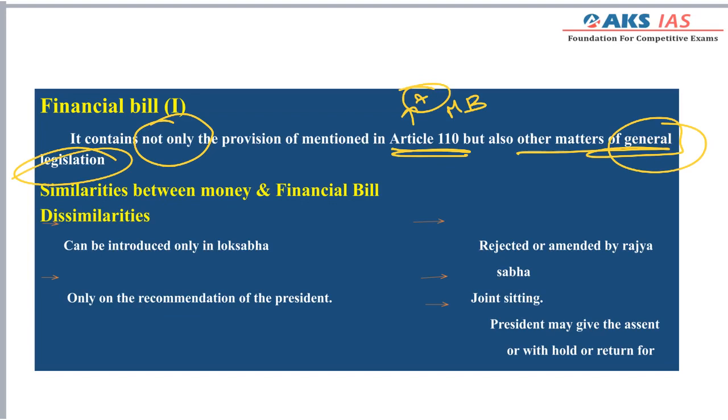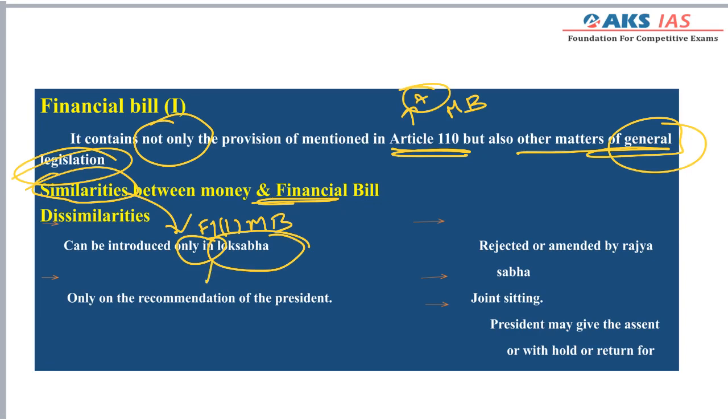Coming to the similarities as well as the dissimilarities between the money bill and financial bill, let us first see the similarities. Both the bills, that is financial bill 1 as well as the money bill, can be introduced only in the Lok Sabha, and just like the money bill, only on the recommendation of the President. These two bills can be introduced in the Lok Sabha.